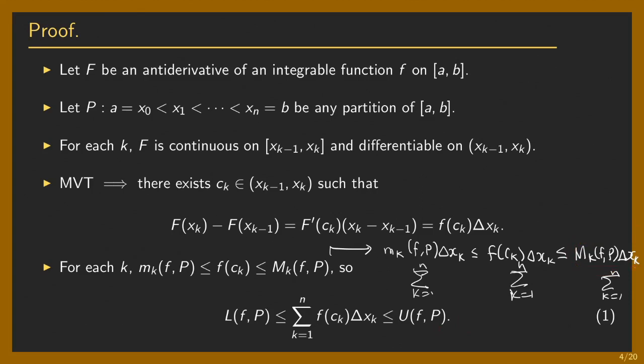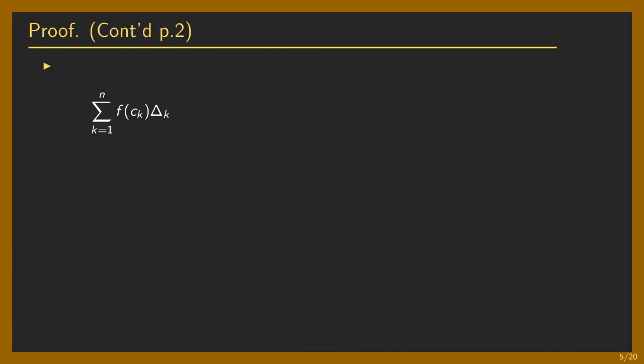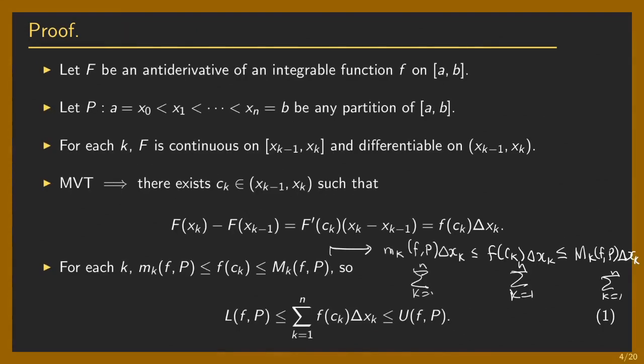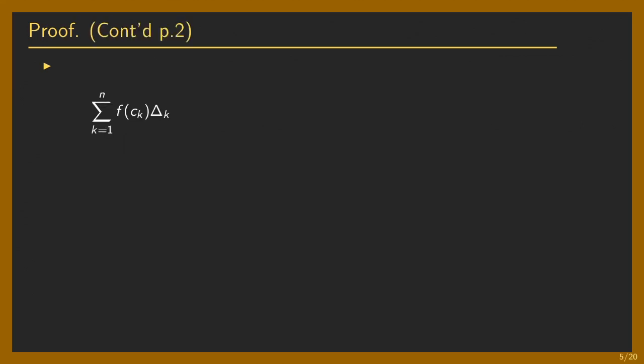Now, what I wanted you to do is to look at this. As you can see, by the mean value theorem, or by this equation, I could replace f of c sub k delta x sub k by big F of x sub k minus big F of x sub k minus 1. That's why this sum can be rewritten as follows, right?